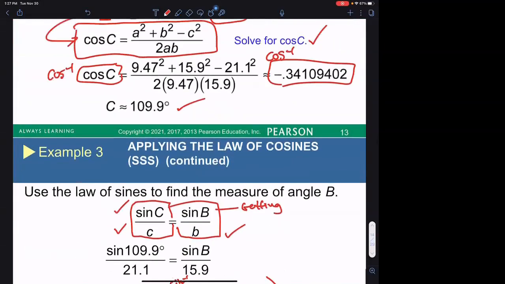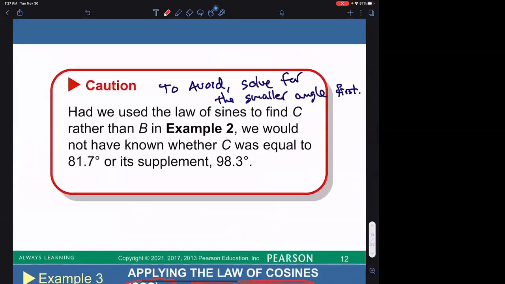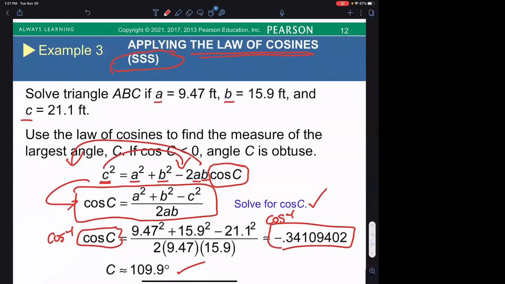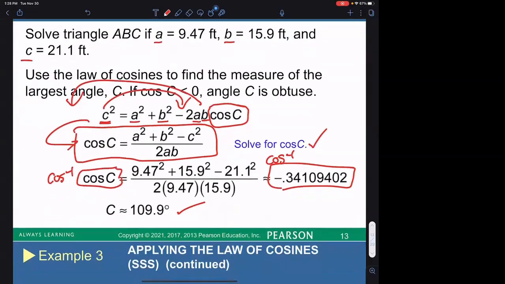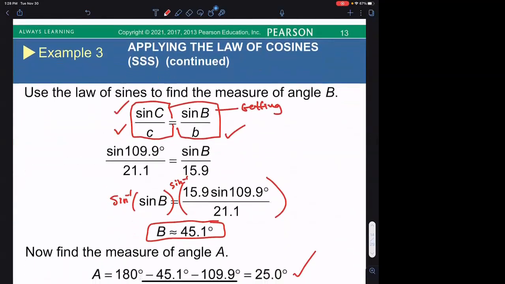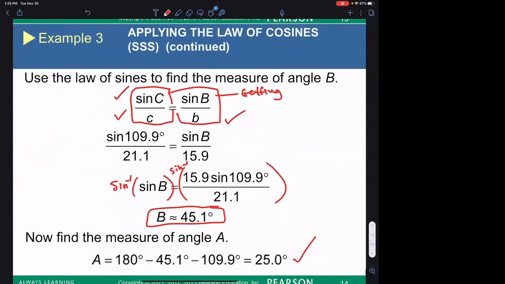And so just as an overview, if you are given side, side, side, this is case 4, I believe, then we use the law of cosines to solve for one of the angles, by plugging in all 3 sides and solving for the missing angle. Once we know one of the 3 angles, we can use that angle and its opposite side and one of the other sides in the law of sines to solve for another angle. And then, of course, once we know those 2 angles, we can subtract from 180 to get the third angle. And that is the process for solving a side, side, side triangle.